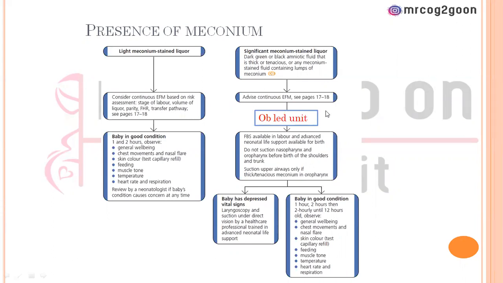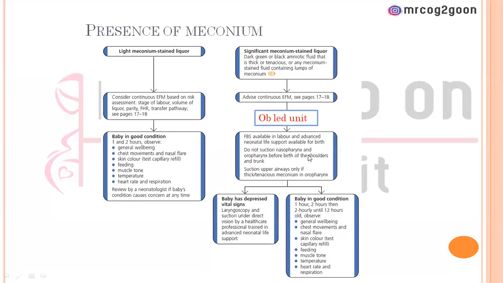Okay, for this, we will go for continuous electronic fetal monitoring, and we have to transfer, if she is in any other unit, to an obstetric-led unit. Fetal blood sampling should be available, and you have to tell the neonatologist about this.